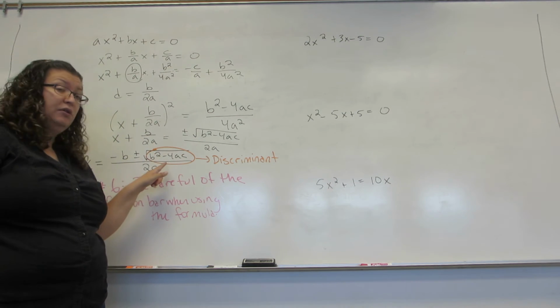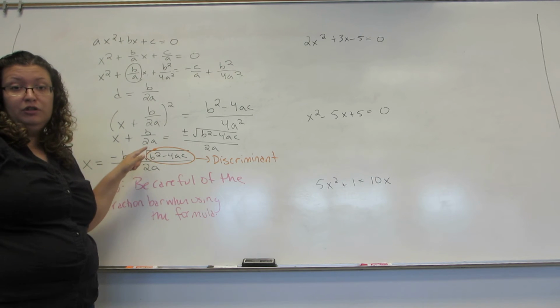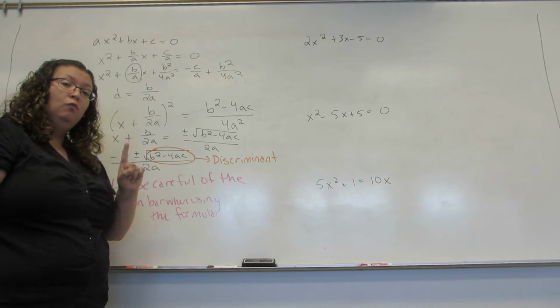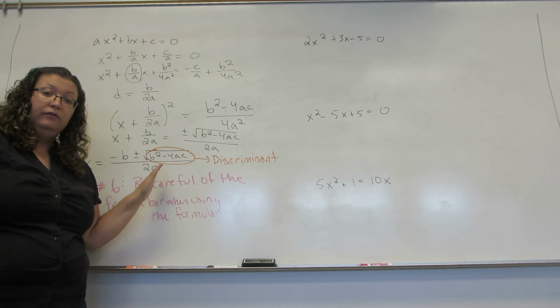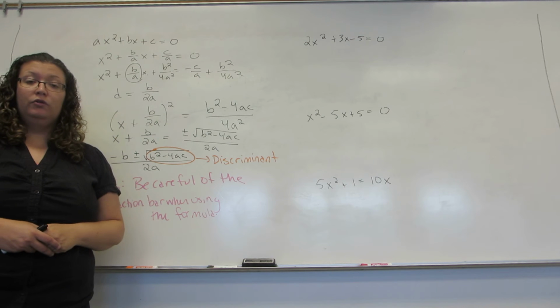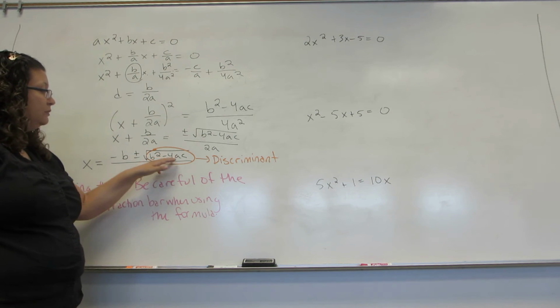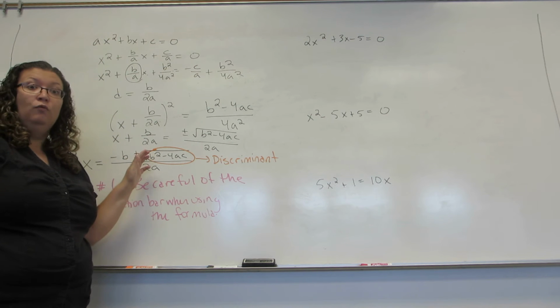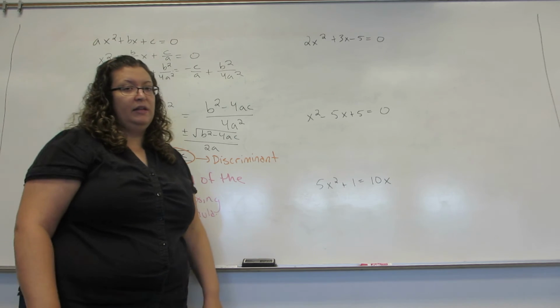If this number is 0, you're going to have negative b plus or minus 0, which is just negative b. You're going to get 1 real answer. And if this number is negative, you'll have a negative inside the square root. You're going to get 2 complex answers. So just by looking at this, you can at least decide what your answers are going to look like. Now let's do some examples.